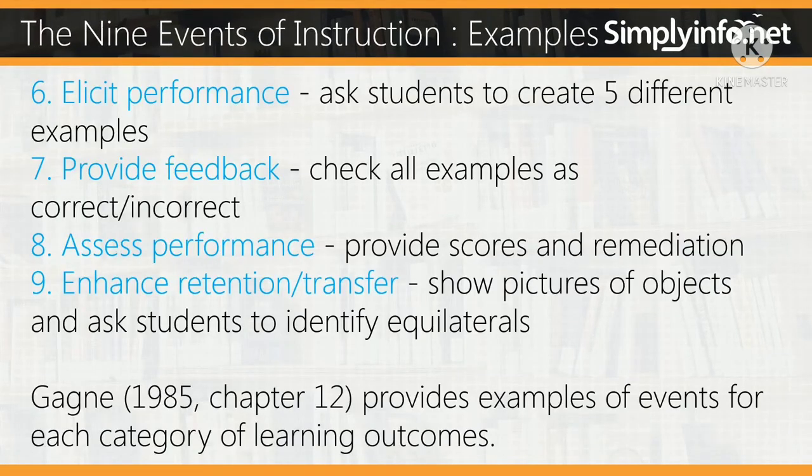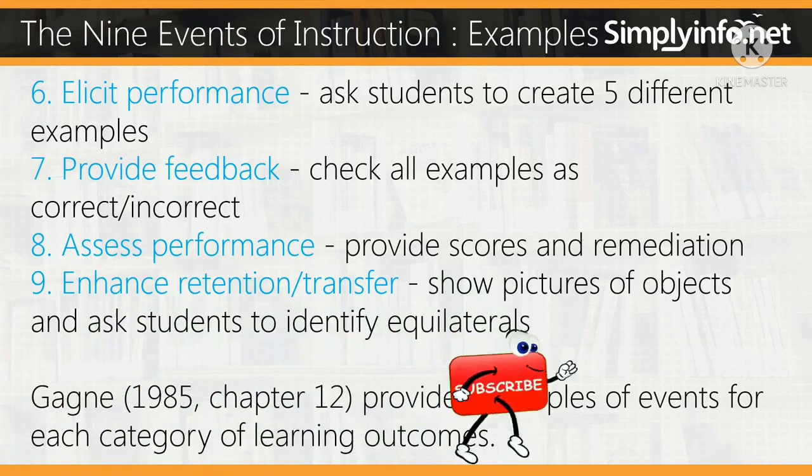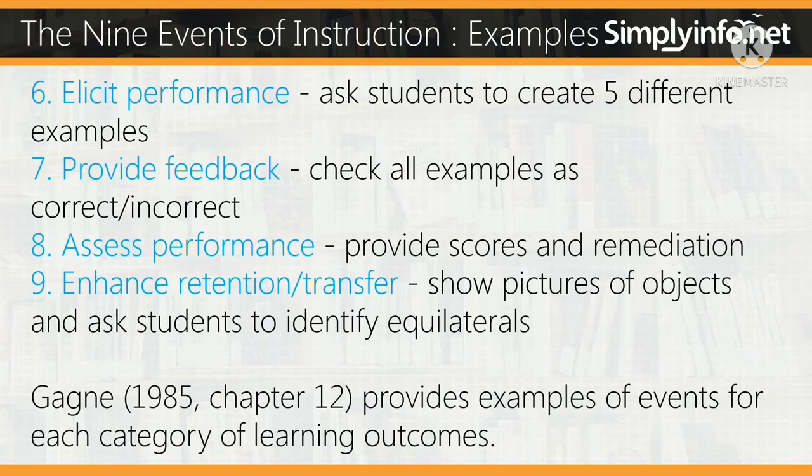Number 6, elicit performance. Ask students to create 5 different examples. Number 7, provide feedback. Check all examples as correct or incorrect. Number 8, assess performance. Provide scores and remediation. Number 9, enhance retention and transfer. Show pictures of objects and ask students to identify equilaterals. Gagne 1985 Chapter 12 provides examples of events for each category of learning outcomes.